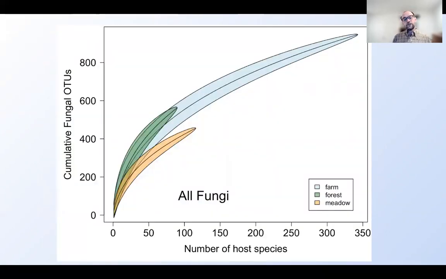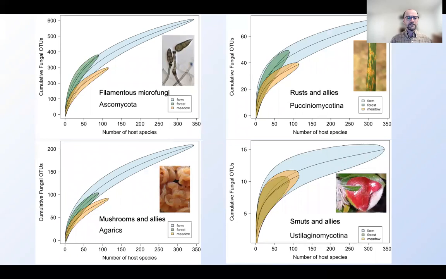If we look at the species accumulation curves that we find on those samples, the x-axis is the cumulative number of host species in a particular habitat and the cumulative number of fungal taxa, OTUs, that were found as we add more and more host species. This is shown for the 3 different habitats separately: green for the forest, blue for the farm, and orange for the meadow. And you can see that there's a tremendous amount of diversity, which is what we usually find looking at fungal communities, and that the more plant samples that we took, the more fungi we find. Lots and lots of diversity out there.